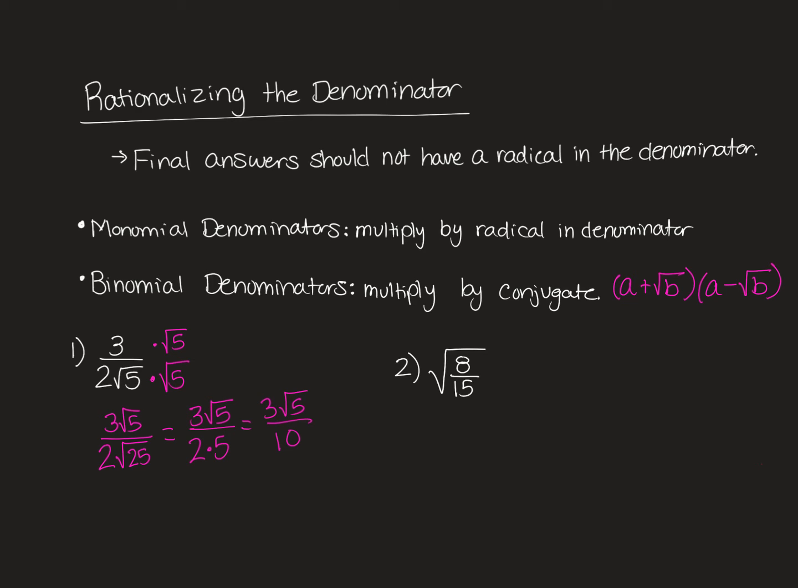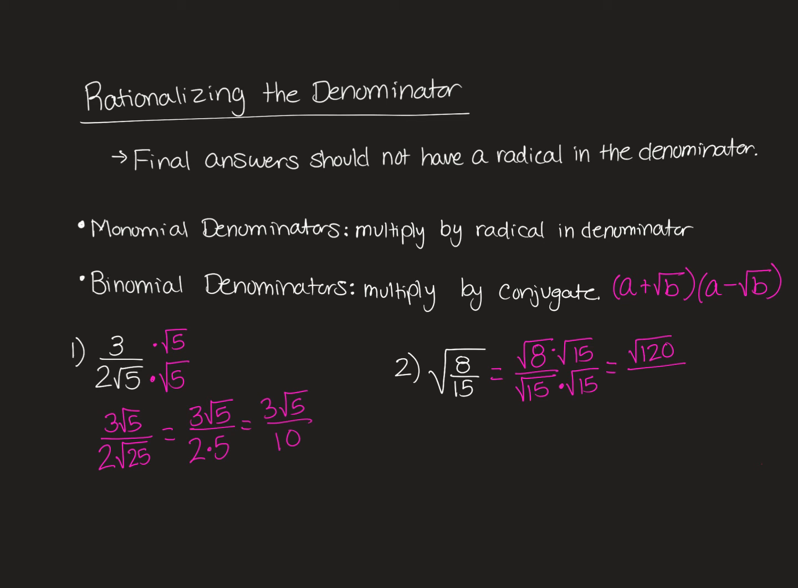Same thing goes for number 2. This one will have to break up the quotient. So I have the square root of 8 divided by the square root of 15. I multiply by the radical in the denominator, so I'm going to multiply by the square root of 15. So square root of 8 times the square root of 15 is going to give the square root of 120.